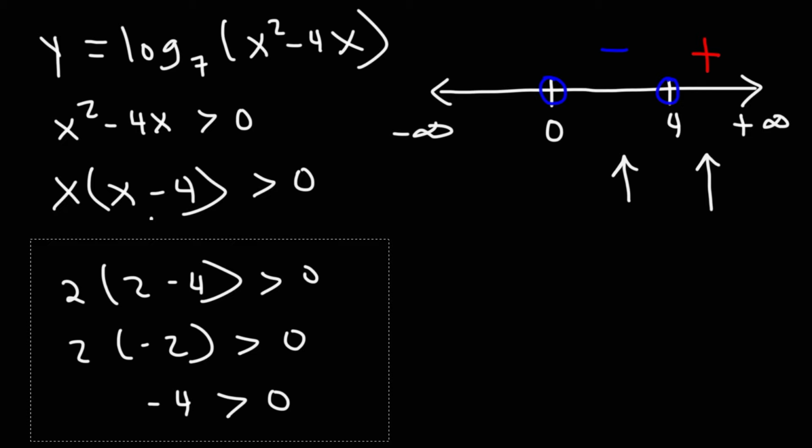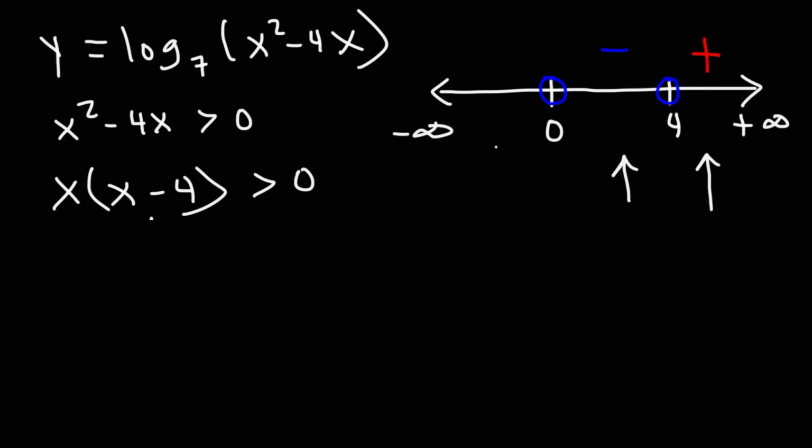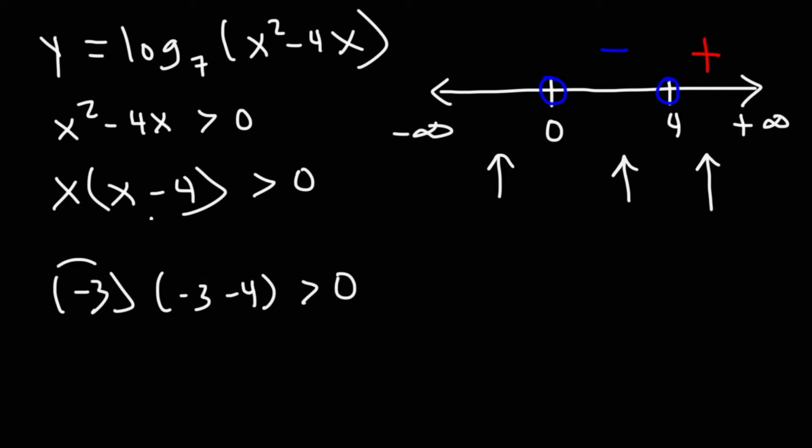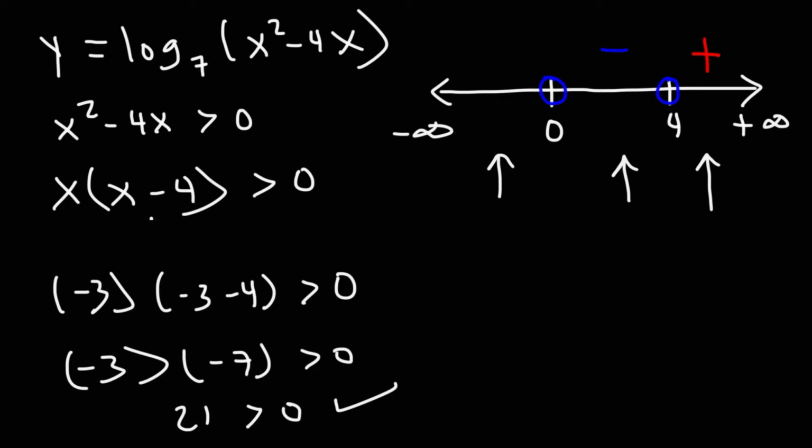Now let's pick a number between negative infinity and 0. So let's try negative 3. So this number is negative. This is going to be negative. Two negatives will make a positive number. Negative 3 times negative 7, that's positive 21, which is greater than 0. So it's true for these two sections, but false for this one. So we're only going to shade the part where it's true.